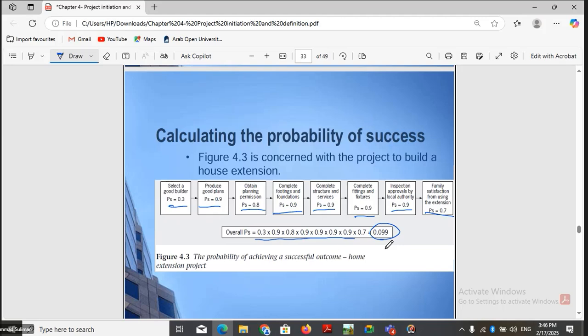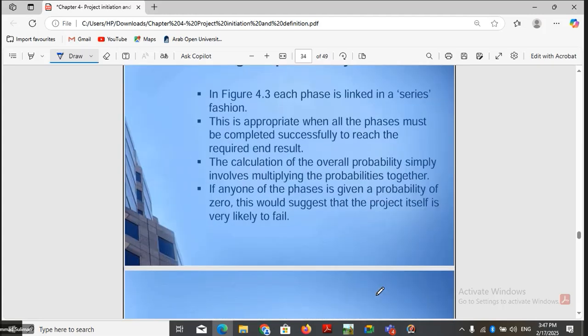We might make some changes to make it more successful. But if any of these activities has a probability of success of 0, let's say, for example, obtaining permission has probability 0, then when you multiply all this, you will get 0, which means the project is more likely to fail. When the overall probability of success is 0, the project is more likely to fail. This is because some activity has a success of 0, and that leads to failure of the project. Okay, so that is explained here.